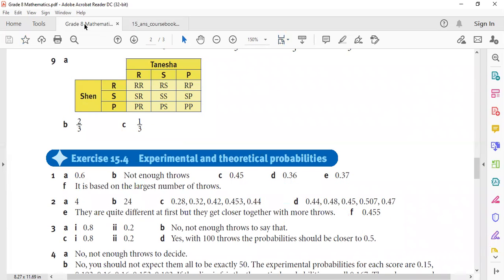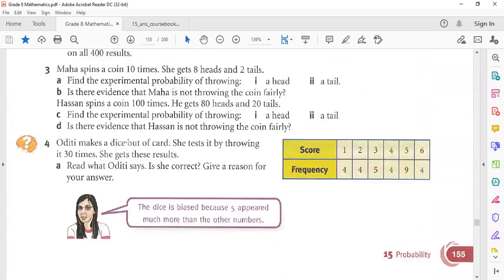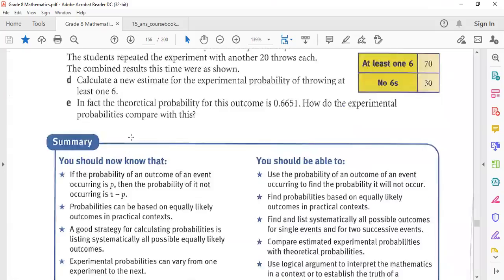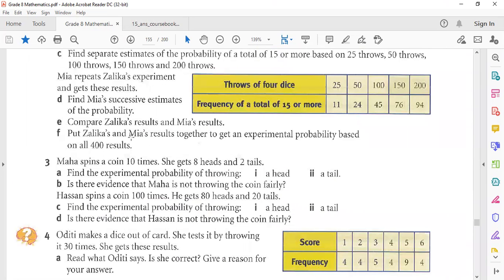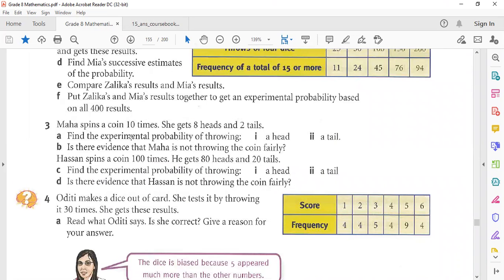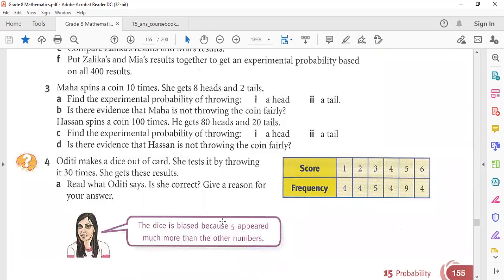Now the next one, question number 4. Aditi makes a dice out of card. She tests it by throwing it some times. She gets the result. Read what Aditi said. Is she correct? Give your answer. The dice is biased because 5 appears much more than the other times. Okay.